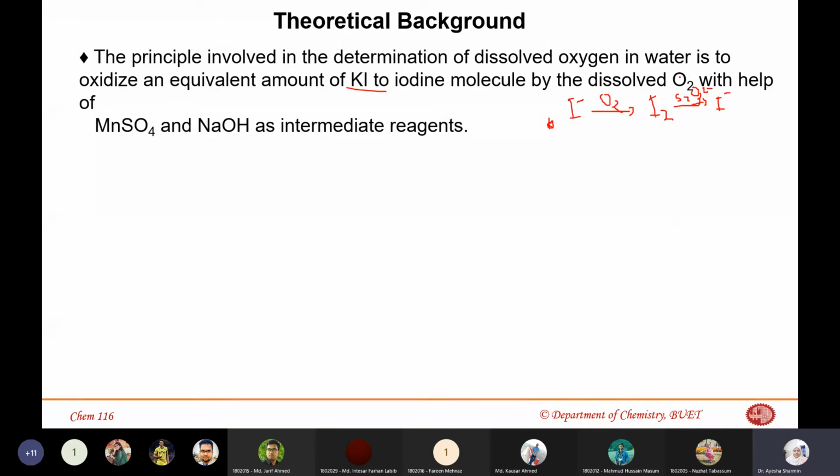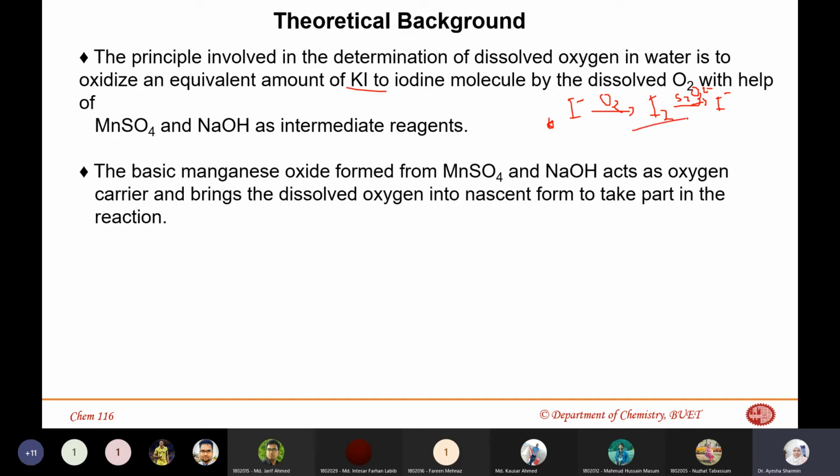But you have to use some other chemicals to do this reaction. Now you are using manganese sulfate and sodium hydroxide as an intermediate reagent to help the oxygen interact with the iodide to produce iodine. The basic manganese oxide formed from manganese sulfate and sodium hydroxide acts as an oxygen carrier and brings the dissolved oxygen into the nascent form to take part in the reaction.